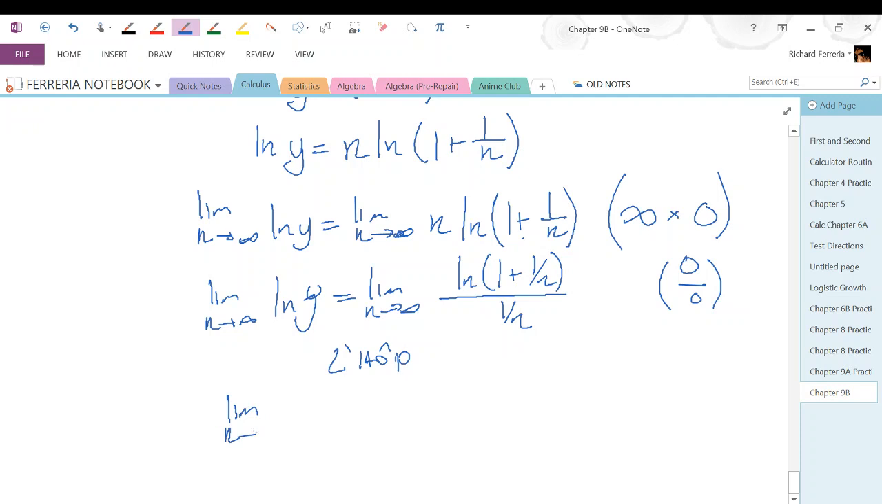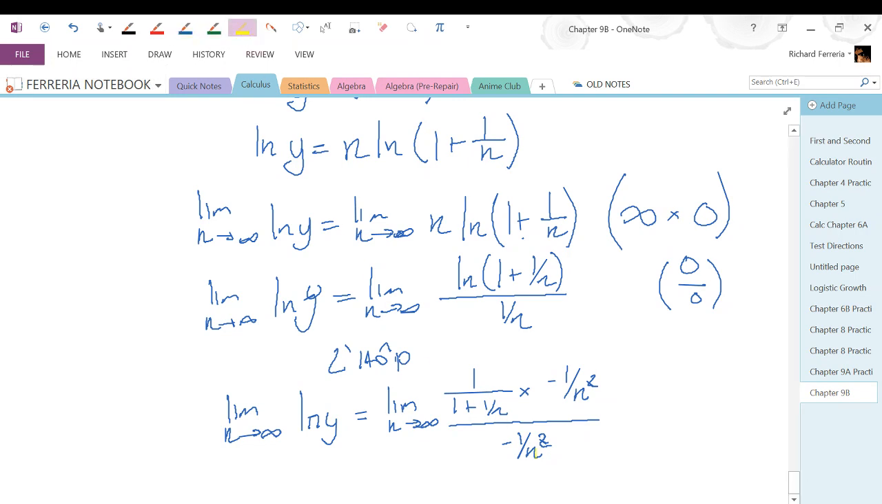Limit as n approaches infinity of the natural log of y is equal to, now the derivative of the natural log is 1 over the thing multiplied by the derivative of the thing. It's negative 1 over n squared. The derivative of 1 over n is negative 1 over n squared. Those 1 over n squares cancel.